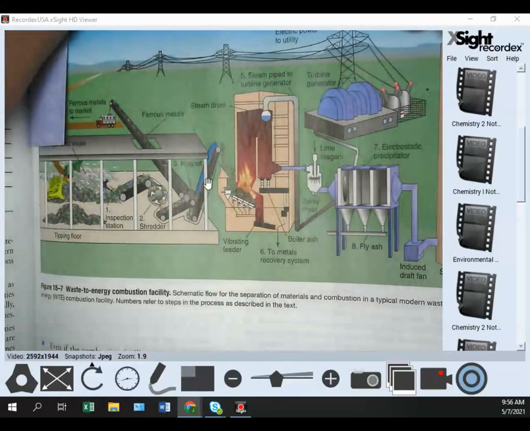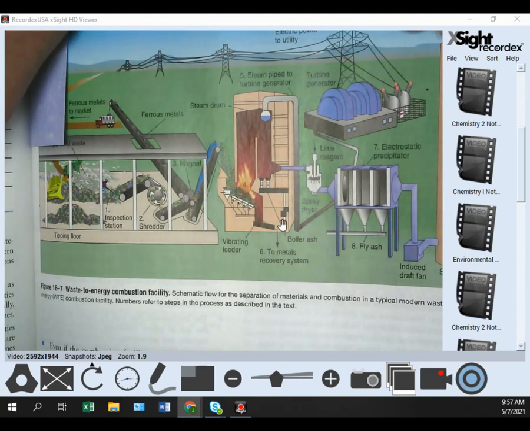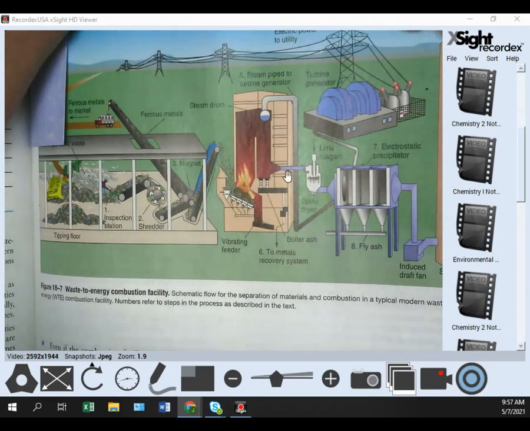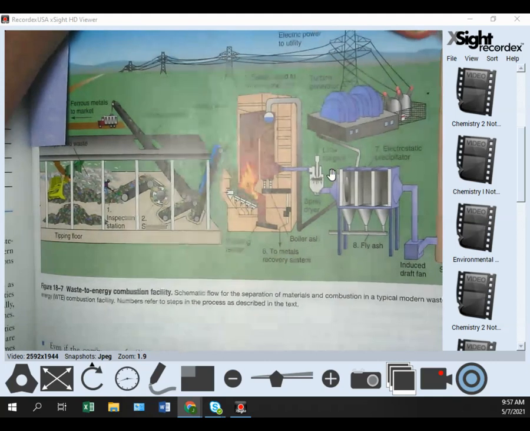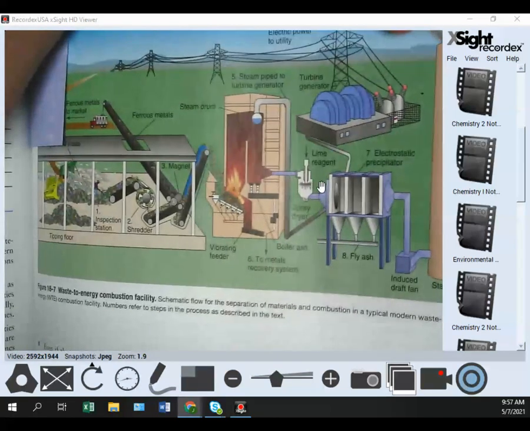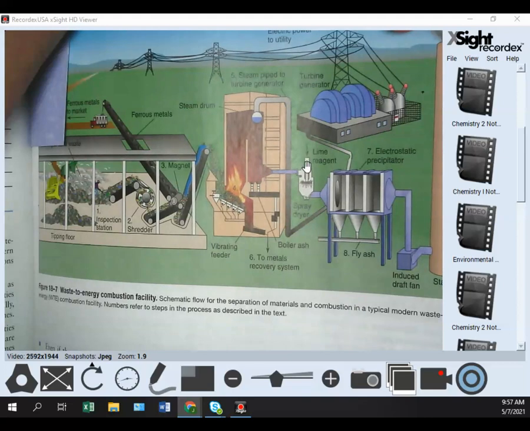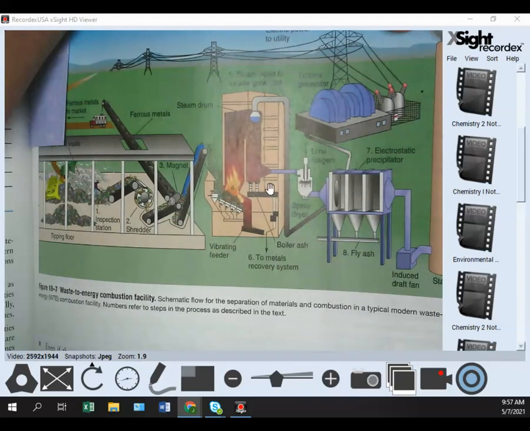Then they've got another. After they burn stuff, they've got different aspects where certain things will drop to different areas. There's a part that goes to a metal recovery system for any things like metals that slipped through the first part. And then this lime reagent helps neutralize certain types of gases and stuff like that.